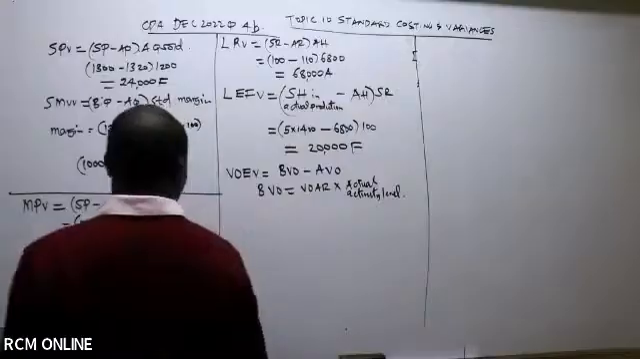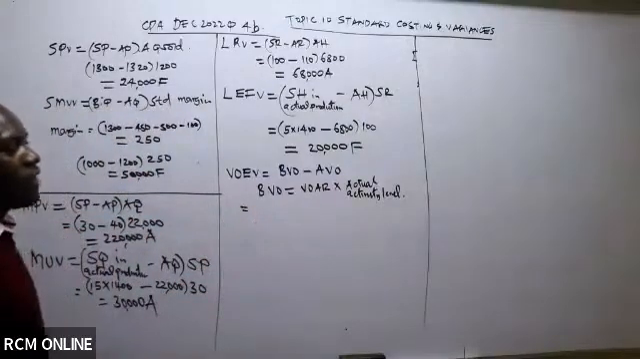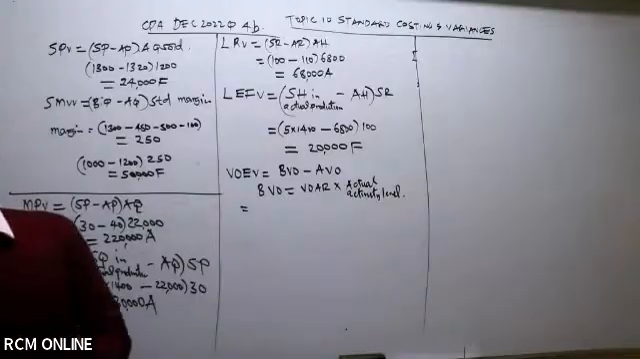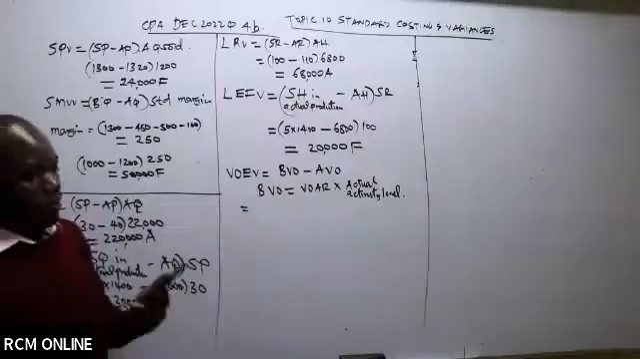Good. So let's see what we are going to add here. Variable overhead expenditure variance. Do we have budgeted variable overheads? We don't have the total amount, so you have to calculate it. How do we calculate it? Look at the formula down here.